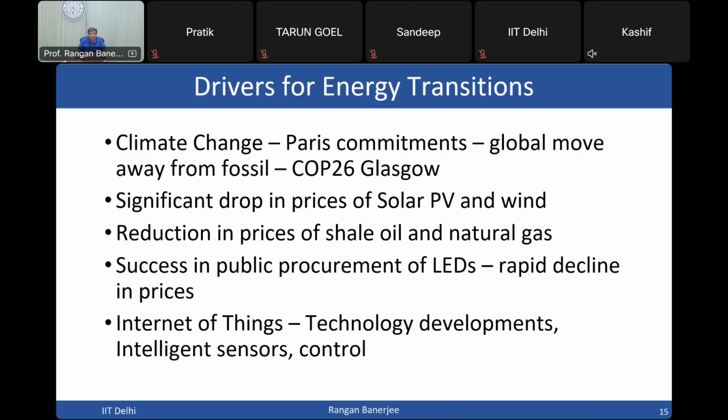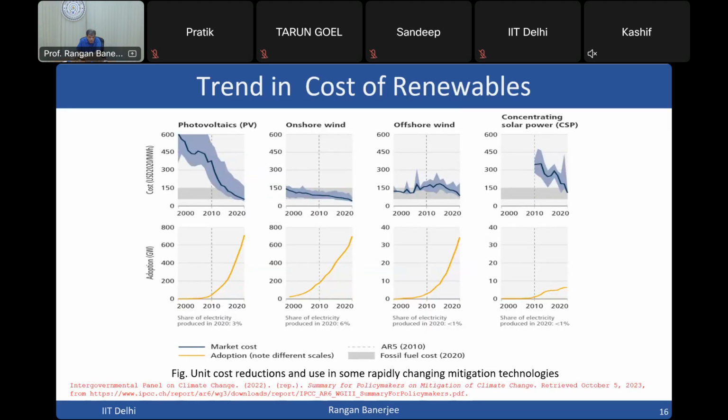The energy transition that we are talking about is moving away from fossil, with the significant reduction in prices of PV, wind, and renewables, and also reduction in prices of shale oil and natural gas. We've also had a very significant drop in prices of LED and efficiency, and improvements and cost reductions in technology in Internet of Things. You can see these are trends over a period of time. You can see how photovoltaic, wind, and CSP costs have come down drastically.